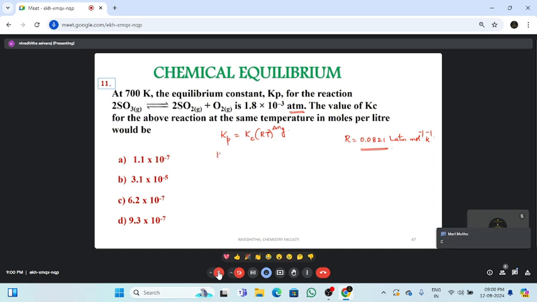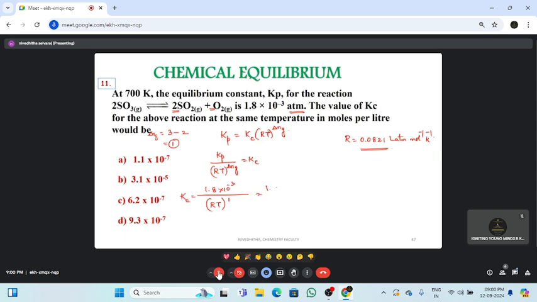So Kp divided by RT power delta Ng is equal to Kc. What is Kp? 1.8 into 10 power minus 3 divided by RT power delta Ng. Number of moles of gaseous product is 2 plus 1, that is 3, minus number of moles of gaseous reactant, which is 2. So delta Ng is equal to 1. That's it. This is Kc.